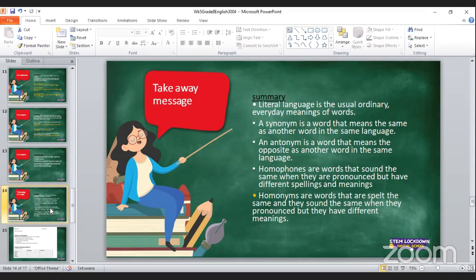Remember, I said homo means same, phones has to do with sound. So homophones have the same sound, right? As for homonyms, they are words that are spelled the same and sound the same when pronounced, but they have different meanings, right? I said that homo means same, nym refers to name. So homonyms have the same name, that is, they're spelled the same, right? So that is what we did today. That is today's summary. If we sum everything up in one slide, this is what we have.